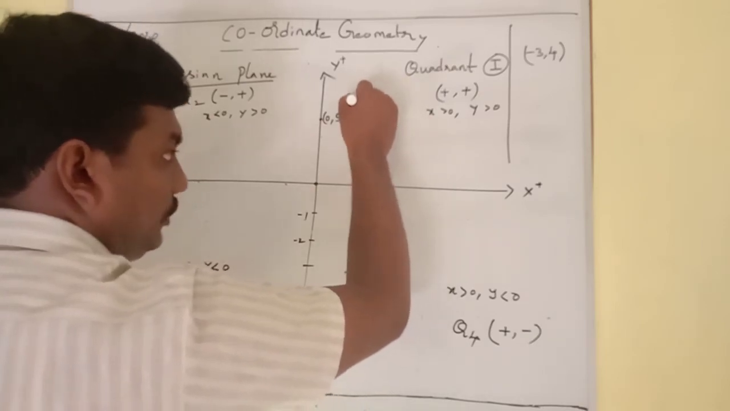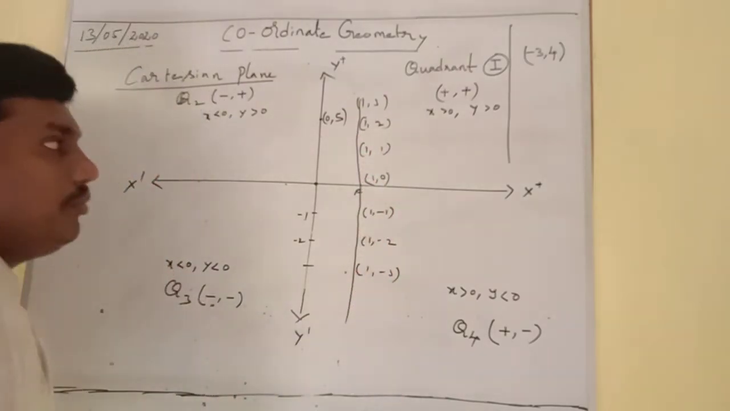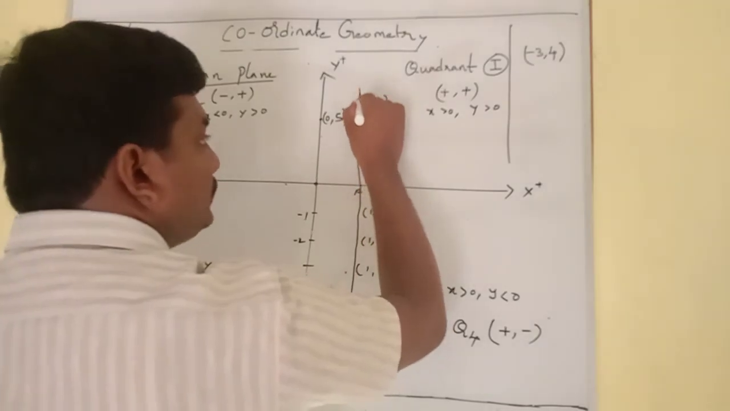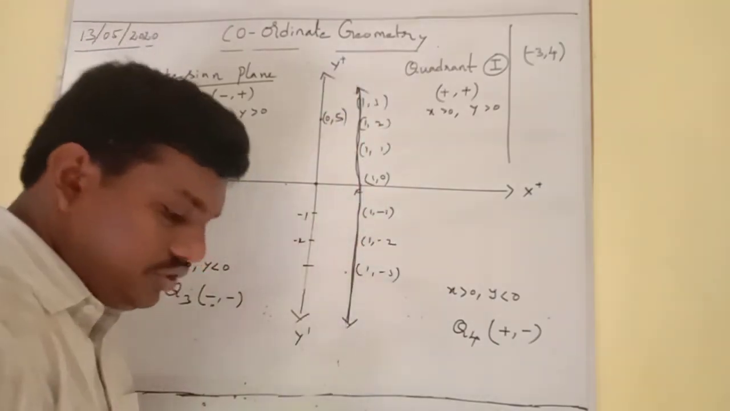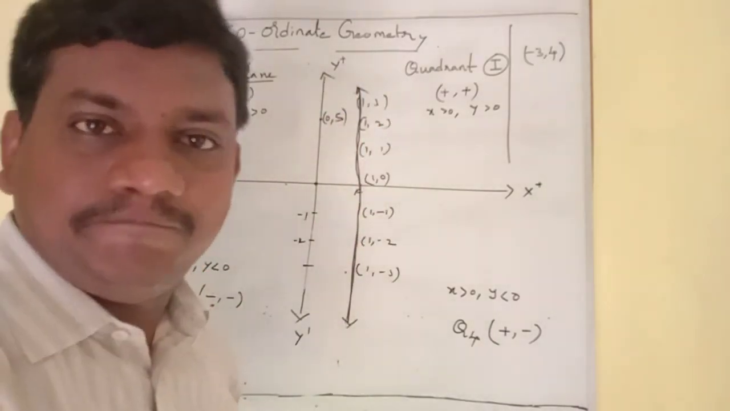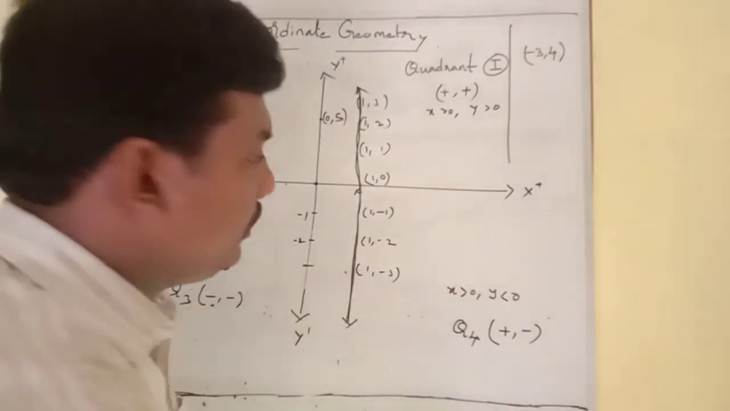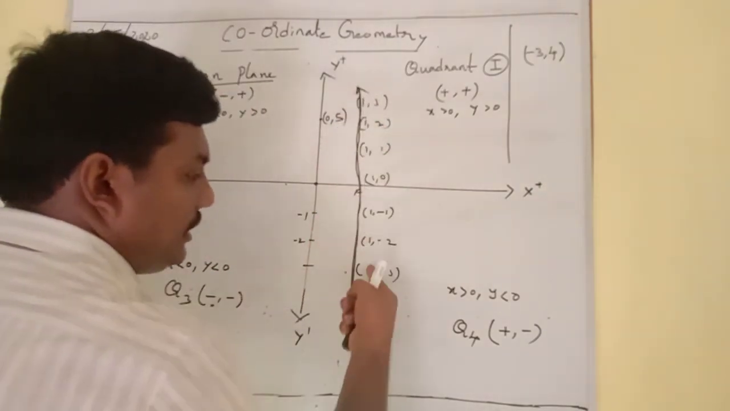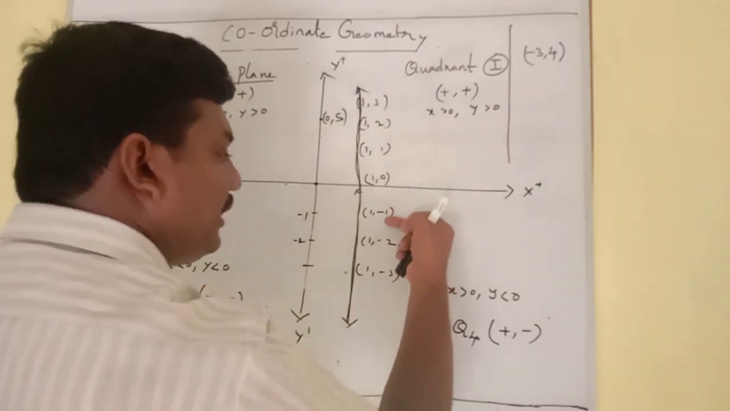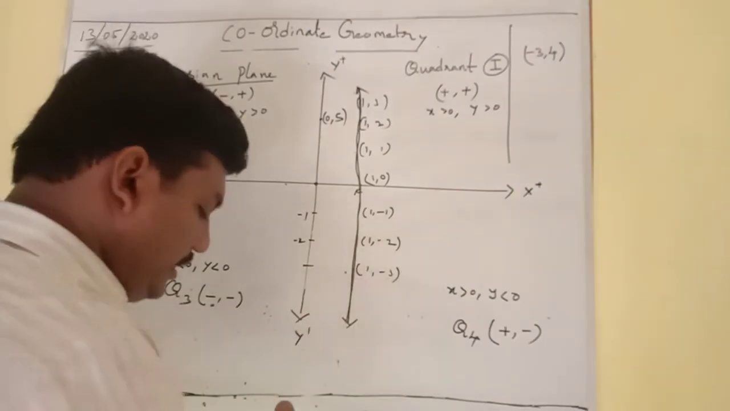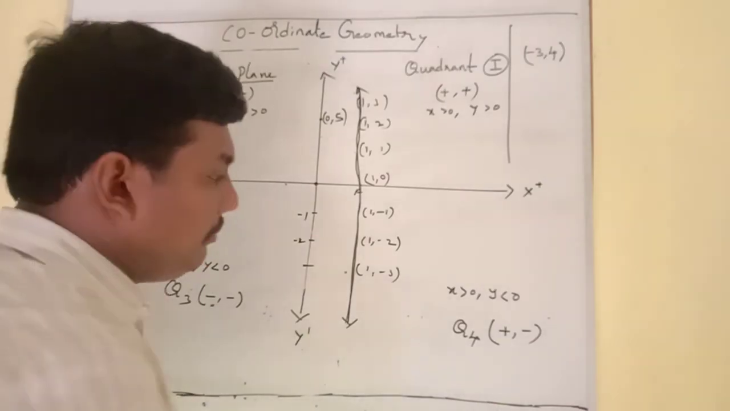Now if you join all these points, it forms a line. What is this line's equation? Here x is constant: x is 1, 1, 1, 1, 1, and y is different. Y is 3, 2, 1, 0, -1, -2, -3. That's the reason y is changing, but x is constant.